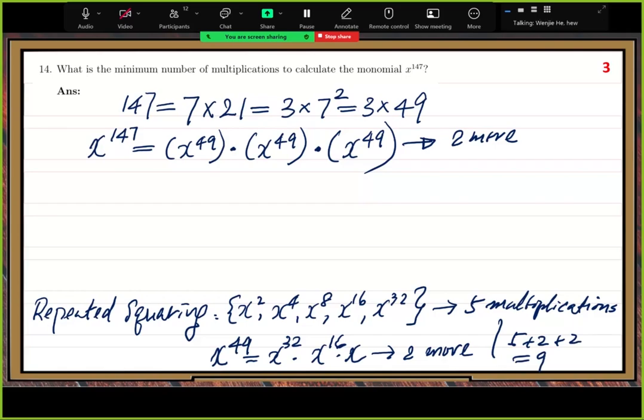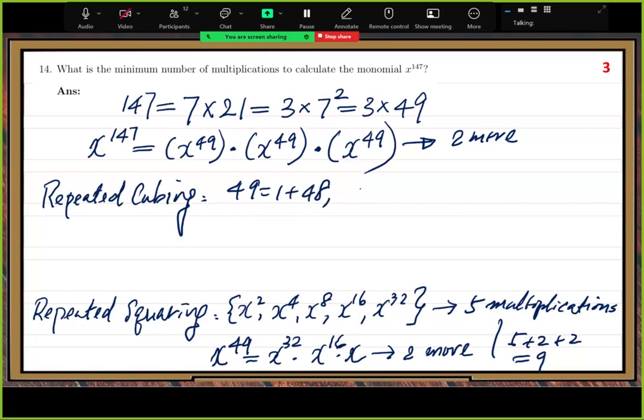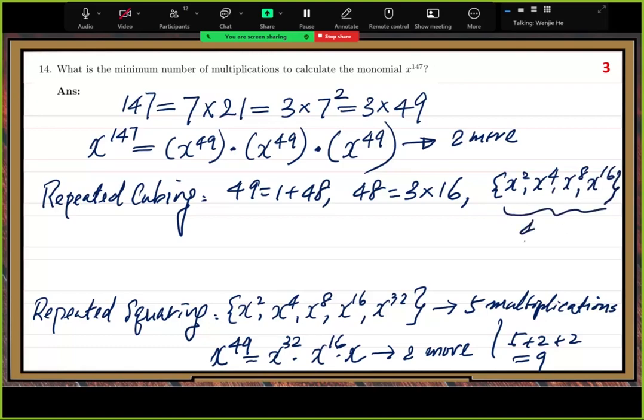But with another way, repeated cubing, you can also get the same result, the same number of multiplications. Cubing. Because 49 equals 1 plus 48, and 48 equals 3 times 16. For 16, you need 4 multiplications, x squared and so on. Four multiplications here.